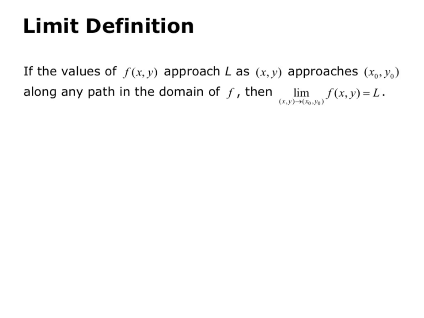So the limit definition for higher dimensions is if the values of f of xy approach L as xy approaches the point x0, y0 along any path, and this is very important, it has to be along any path in the domain of f, then we say that the limit as xy approaches x0, y0 of f of xy equals L. So here's our formal definition of limit, and we want to talk about different properties of limits of functions of two variables.